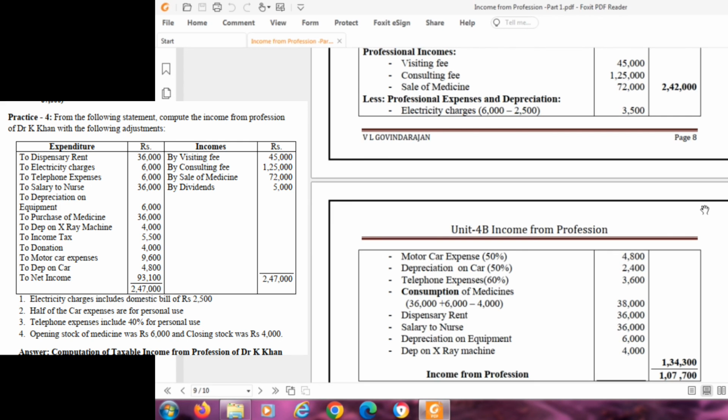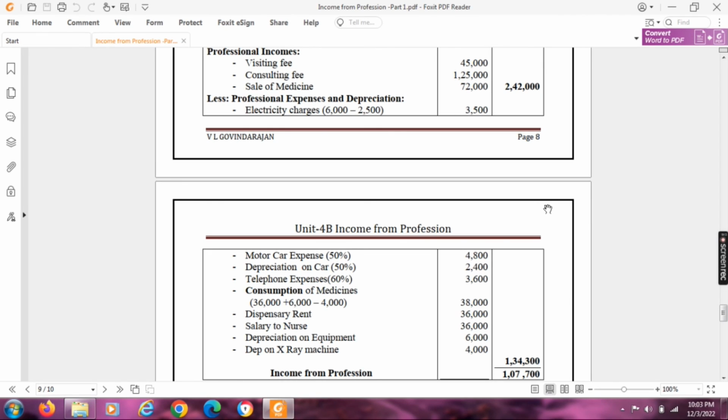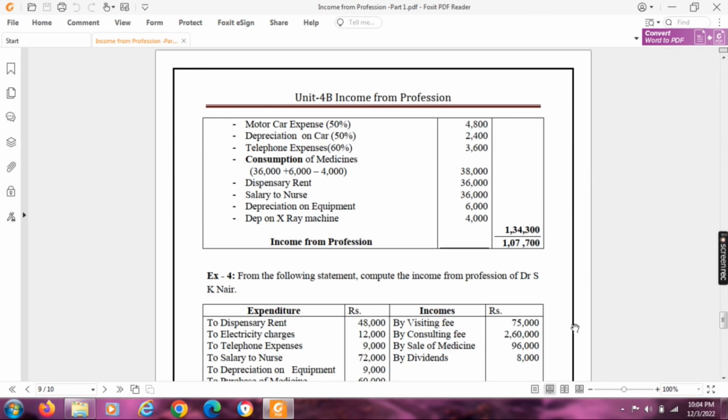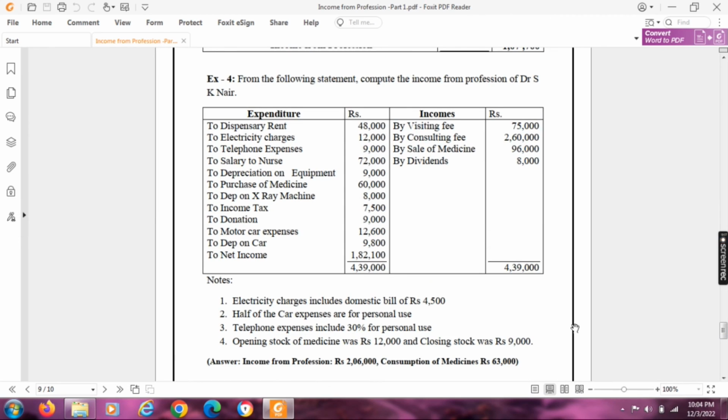So the total professional income will be 2,42,000. Professional expenditure 1,34,300. So the balance 1,07,700 will be taxable income from profession. In the same pattern, the listeners can practice exercise 4 for easy understanding of computing income from profession. Okay, we'll see advanced problems in the next video.